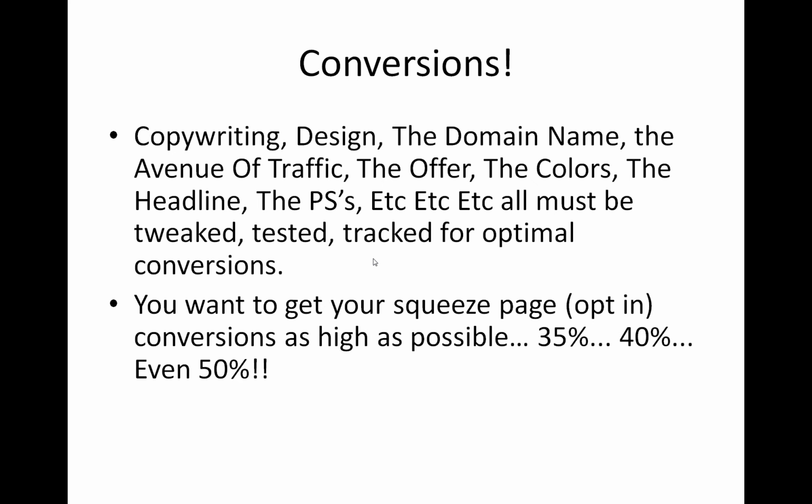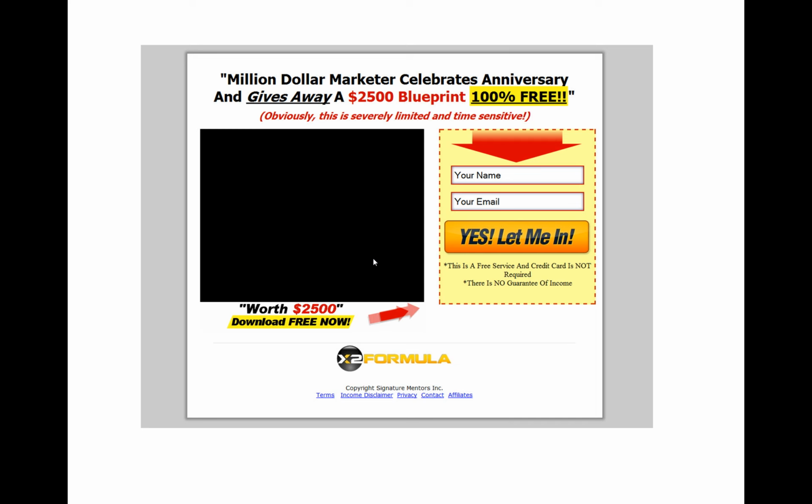You want to get your squeeze page opt-in rate as high as you can. I'm talking about conversions as high as possible, 35, 40%, even 50% of the traffic that you get opting into your list. So if 100 visitors come to your squeeze page, you want to try to get 40 or 50 of them to opt in. This is a process. Again, it's a process. It's not a single event.